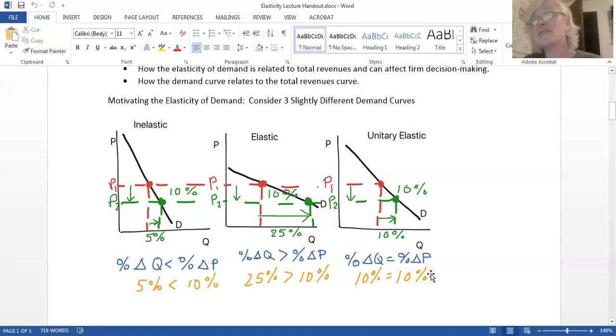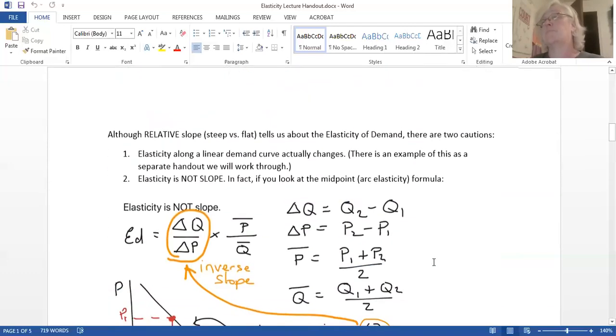And so that's the idea, that depending on the shape of these demand curves, we can get a sense of some markets are going to be a little more responsive. Some markets are going to be a little less responsive. All right, so let's go down, next page.